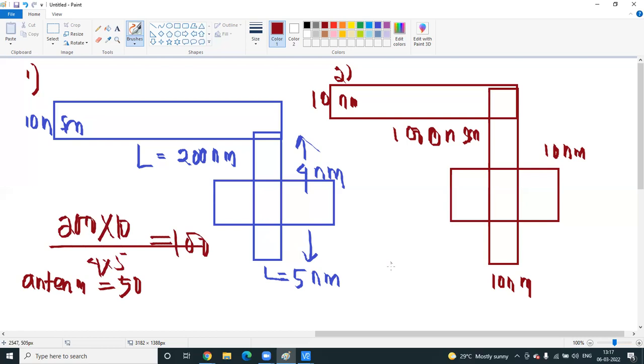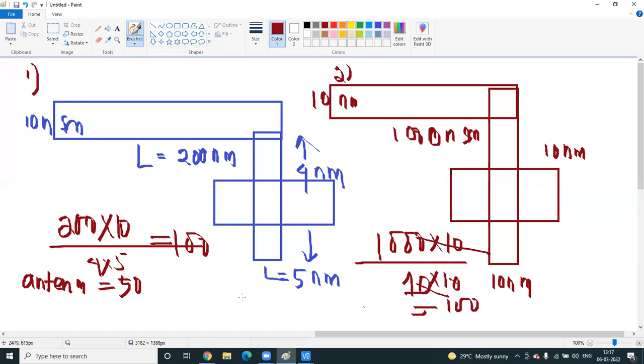In this example, metal area is 1000 into 10, divided by 10 into 10. This answer is 100. So both have 100, which is greater than 50, so both will cause antenna error. Understood or any doubt? This type of interview question they are asking nowadays.